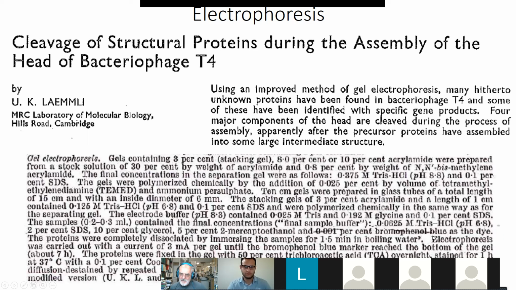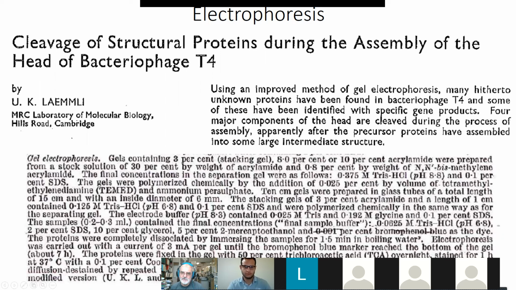Okay, and so we basically use the Laemmli method in my lab. Lots of people use the Laemmli method. And I think my lab actually uses the exact concentrations, the exact pHs that Laemmli described in this 1970 paper. It also describes the use of a dye, bromophenol blue, that runs with the front. And then it also describes the sample buffer.